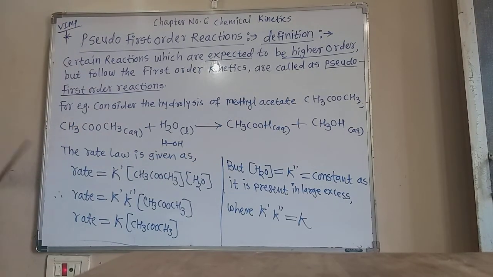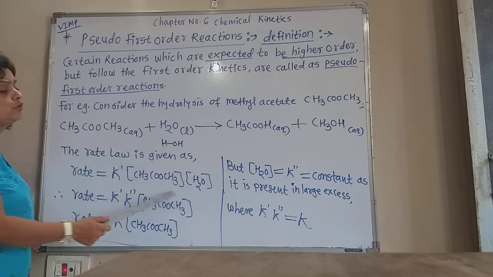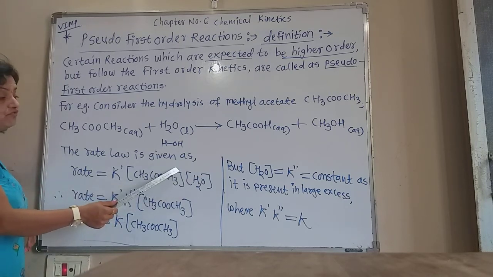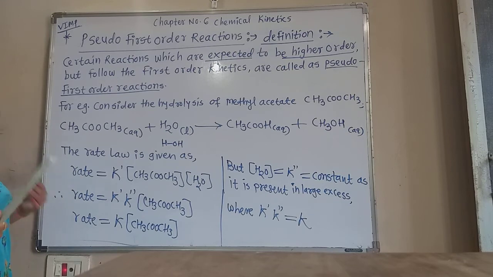Now in this reaction, what do we expect? The rate law is given as rate is equal to K dash into the concentration of the reactant, that is methyl acetate, into the concentration of the other reactant, that is water. So it seems to be a second order reaction. We expect that the order of this reaction is second order, because 1 plus 1, the sum of the powers of the reactant terms, is the order. But what happened here?